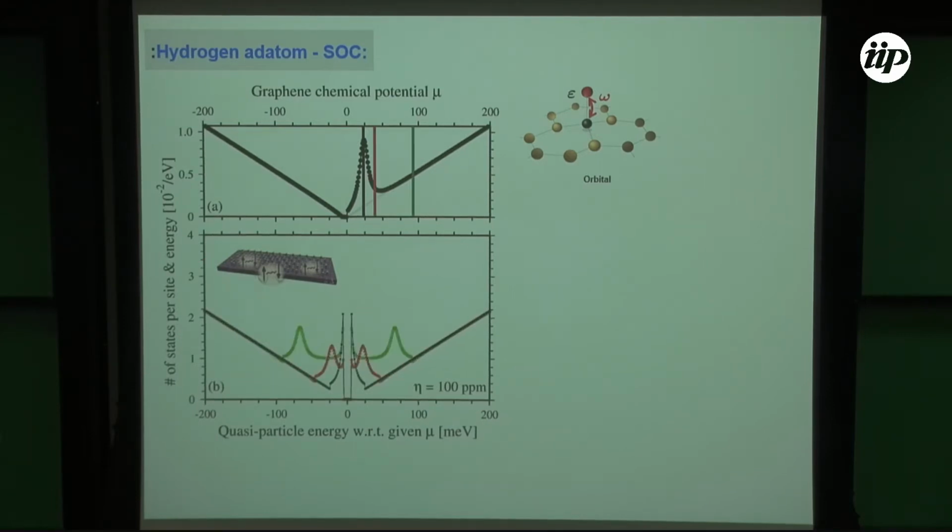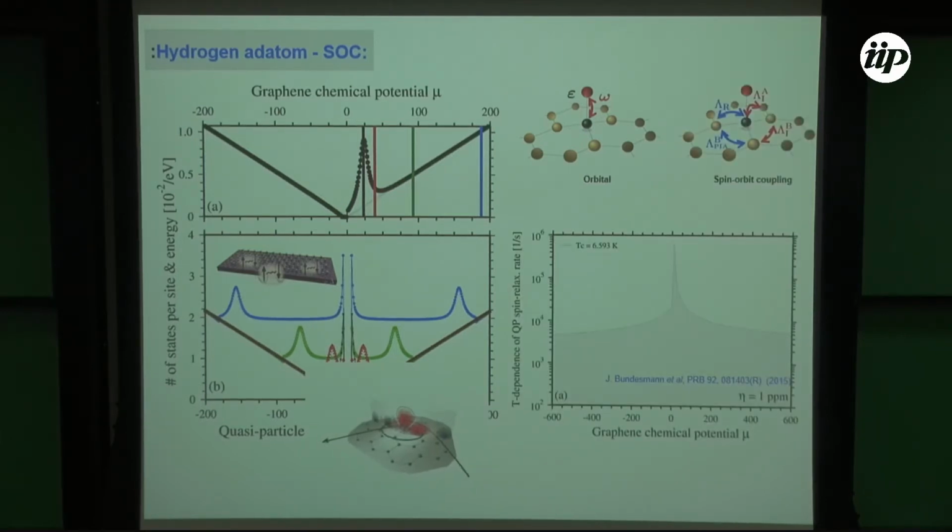Then you can change the Fermi energy, and you are seeing that the traces of the resonance are also seen in the quasi-particle spectrum. So the quasi-particles in principle see that there was a resonance in the normal host. And taking that and adding the spin-orbit coupling, I calculated the spin relaxation rate.